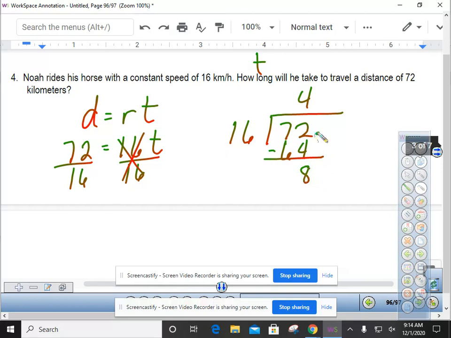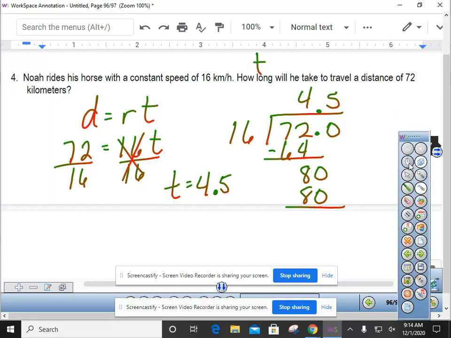What do you do? You put a decimal in, add a 0. And 16 into 80? It's 5. So the time is what? 4.5 hours, right? You still good? Yes, ma'am.